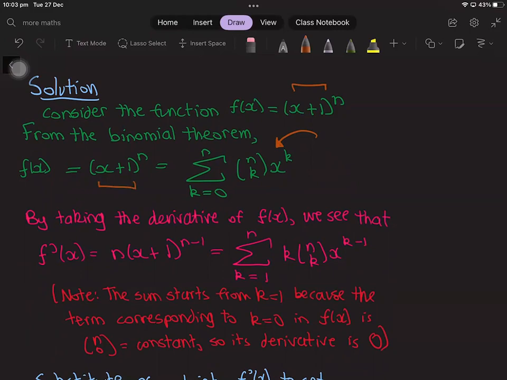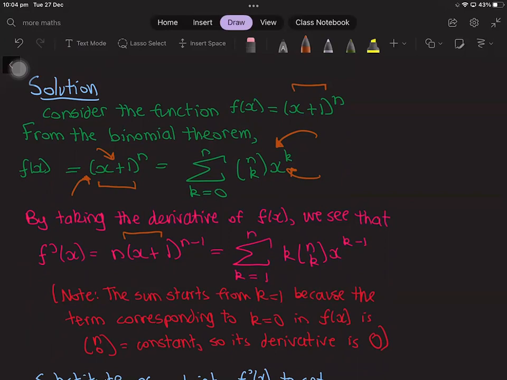Now, the interesting part is what happens if we take the derivative of both sides. So this equation and this equation in x, if we take the derivative in terms of x. If we take the derivative of (x + 1)^n, using the power rule, we get n times (x + 1)^(n-1).